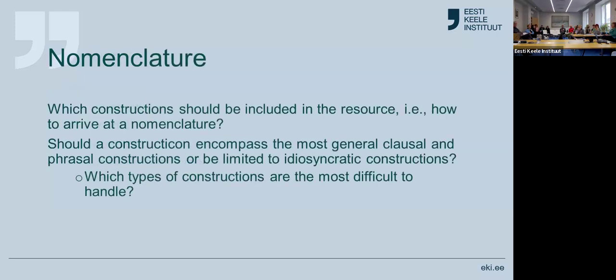So the first question of ours, nomenclature. So which constructions should be included in the resource? But maybe we can make it narrower. The question would be, which types of constructions are the most difficult to handle? Yes, Ben.